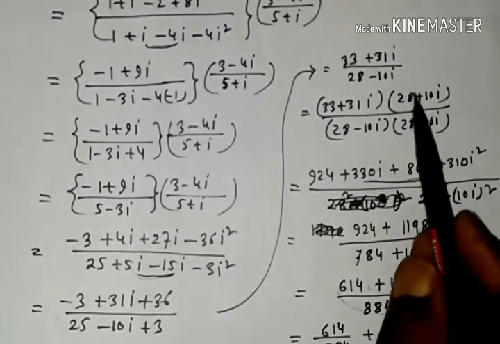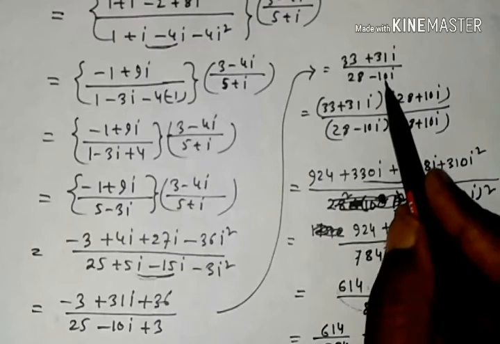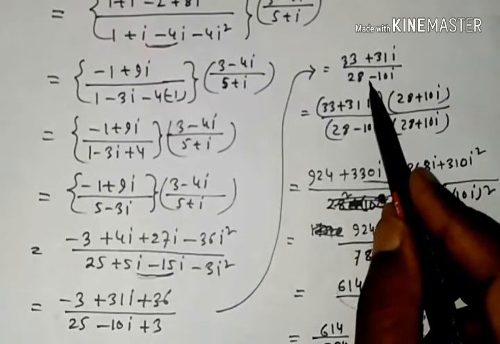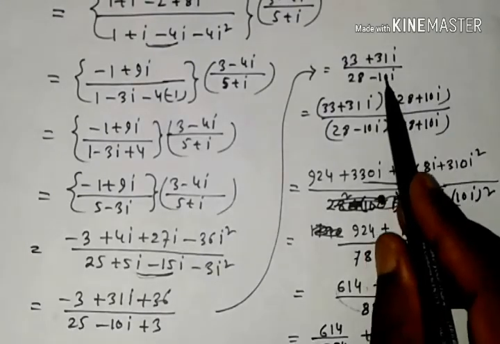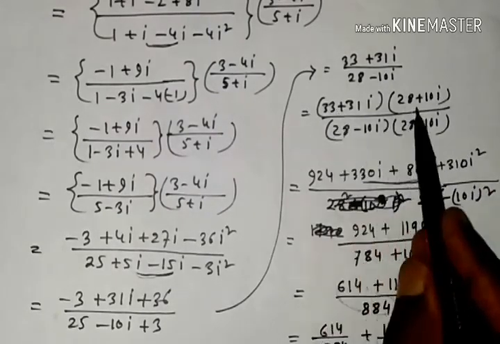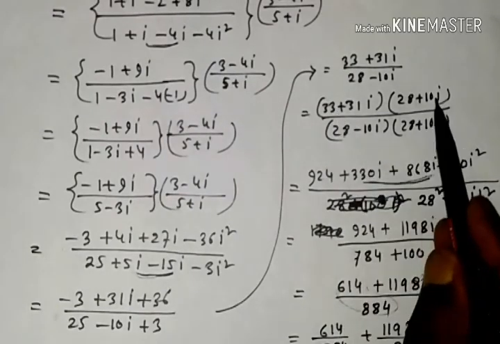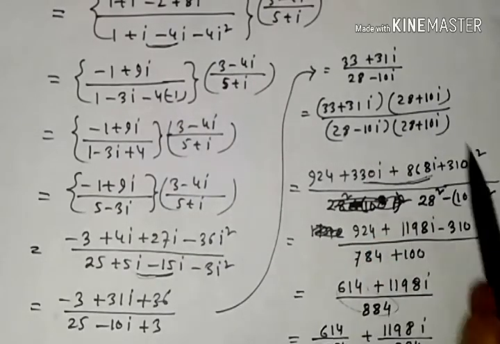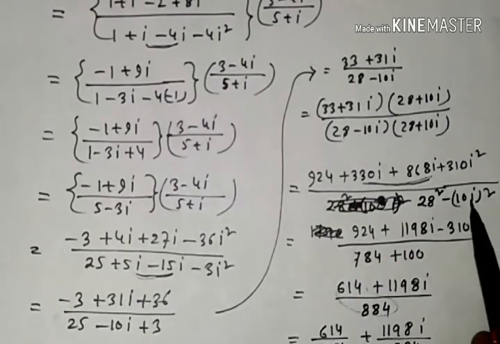Now we have to rationalize this denominator. For this we have to multiply by the conjugate of 28 minus 10i, that is 28 plus 10i, in both numerator and denominator. 33 into 28 is 924, 33 into 10i is 330i, 31i into 28 is 868i, and 31i into 10i is 310i square. The denominator is 28 square minus 10i square.